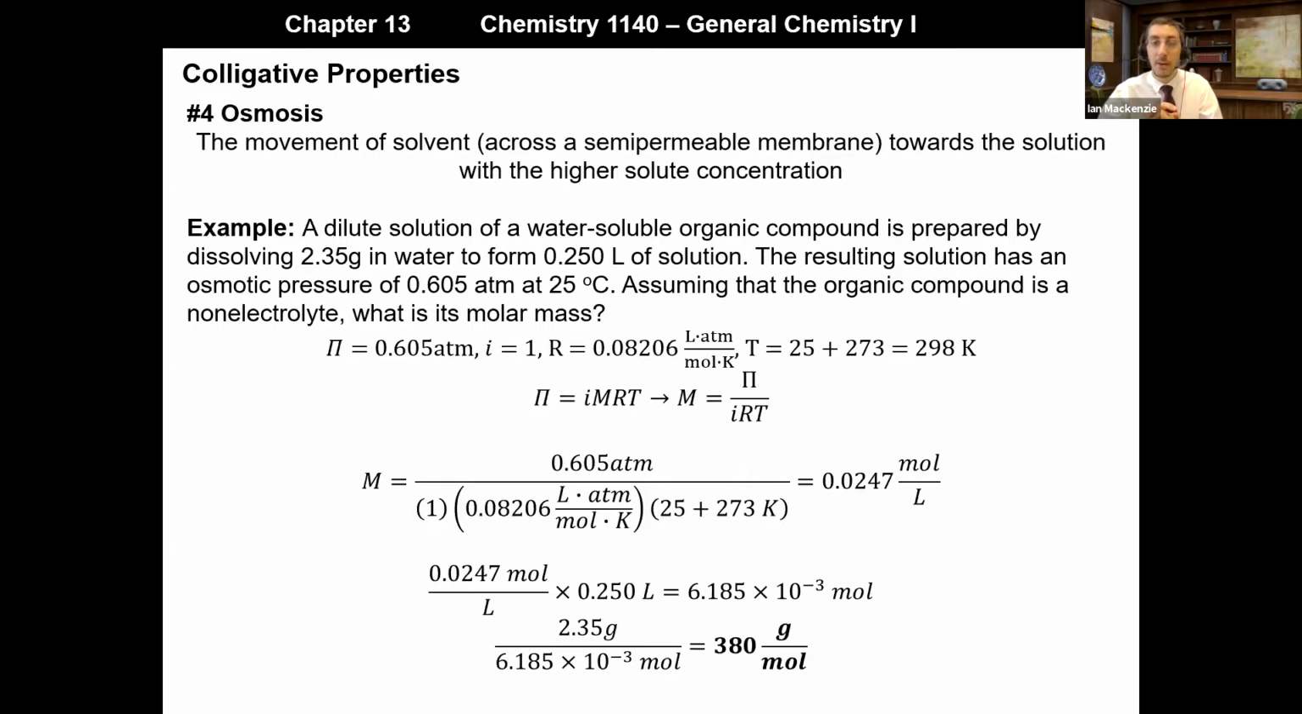There's certainly many other applications. We could solve for osmotic pressure. We could even solve for i if we needed to in various applications. But this is how we relate osmotic pressure quantitatively using the pi equals i M R T equation. And this is the last of our colligative properties that we'll talk about for chapter 13.